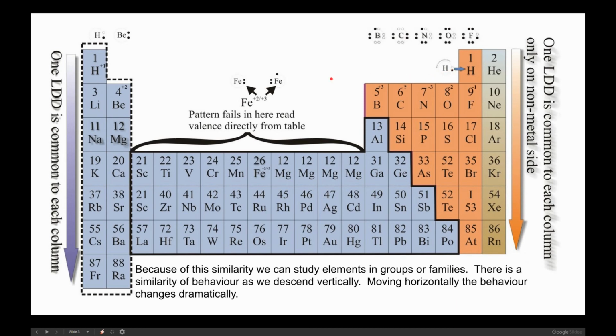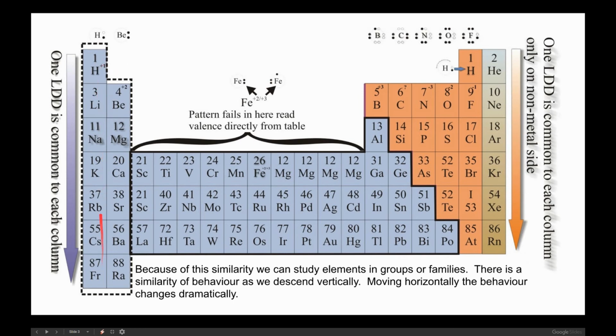The pattern you are learning fails to operate in here, called the transition metals, and you will look it up directly. So in your textbook, it will say +2 or +3, which you can interpret as iron as being this or iron as being that. And I will tell you when you need to know that.